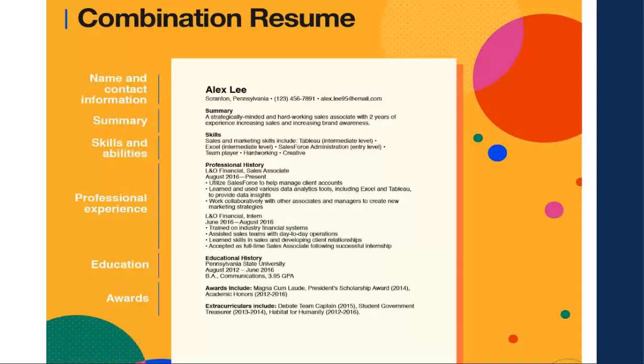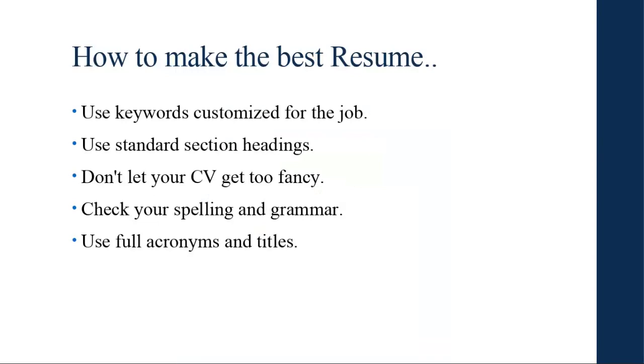So in this particular resume also, there are different headlines. There's the summary, there's skills, professional history, there's educational history, awards, extracurricular activities, right? So try to give different headings. Don't just make everything at once, or don't just write everything in one single paragraph. That will not be attractive and you might not get selected, right? So give proper structure, proper order, proper headings.